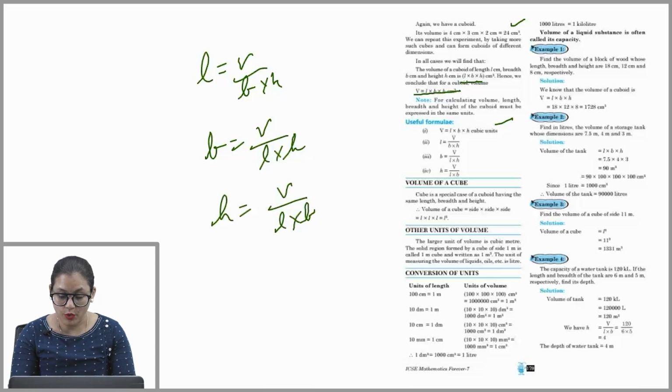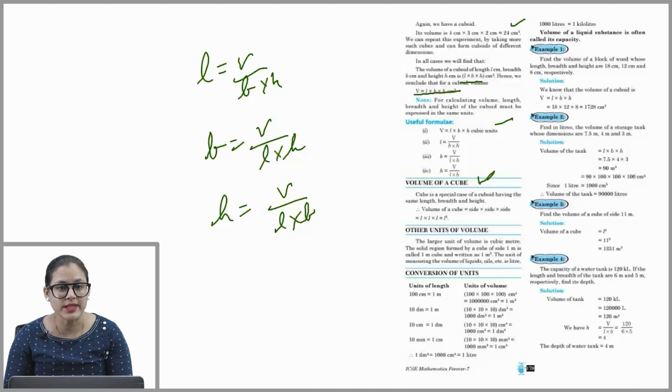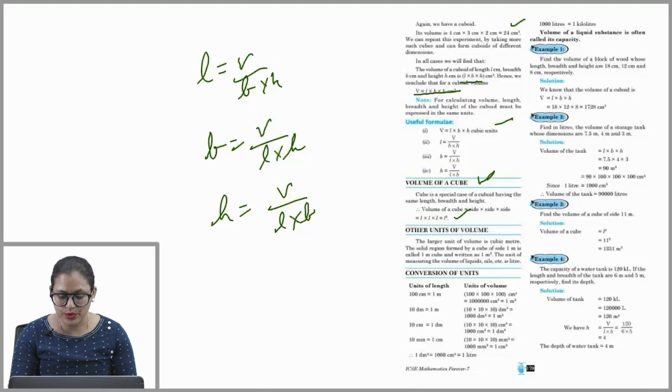Now, volume of a cube. A cube is a special case of a cuboid having the same length, breadth and height. So, the volume of a cube is side into side into side, that is L into L into L, which is equal to L cube.